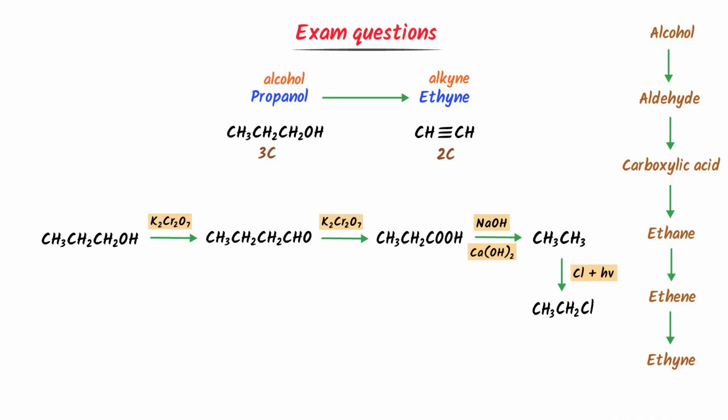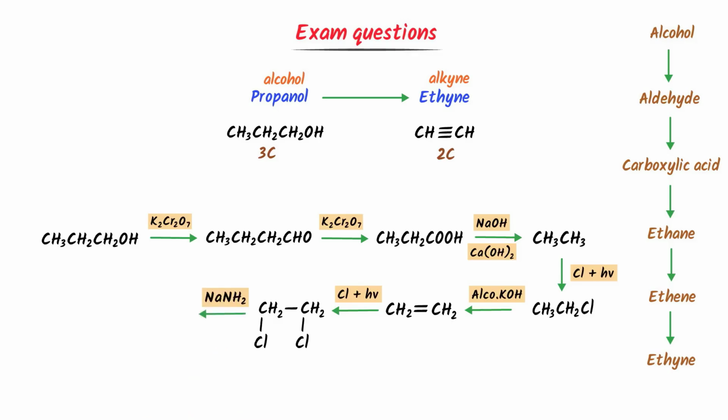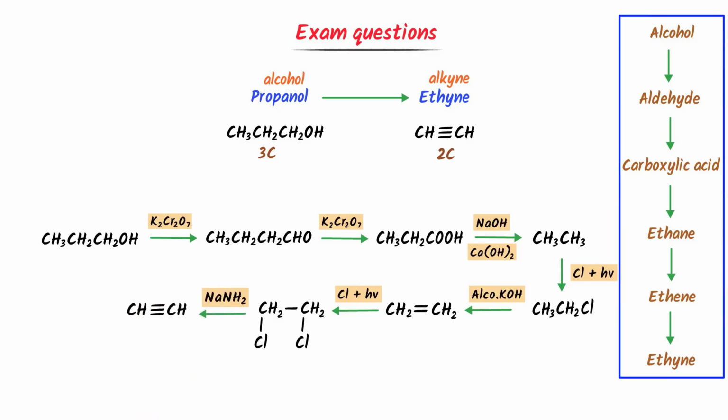Now I will do dehydrohalogenation of ethyl chloride. I add alcoholic potassium hydroxide. I get ethene. I activate ethene. I add sodium amide to it. I get ethyne. Thus, using these steps or this strategy, we can easily convert propanol to ethyne.